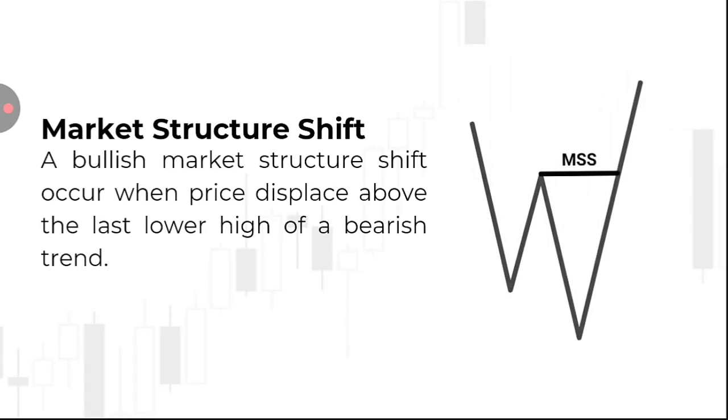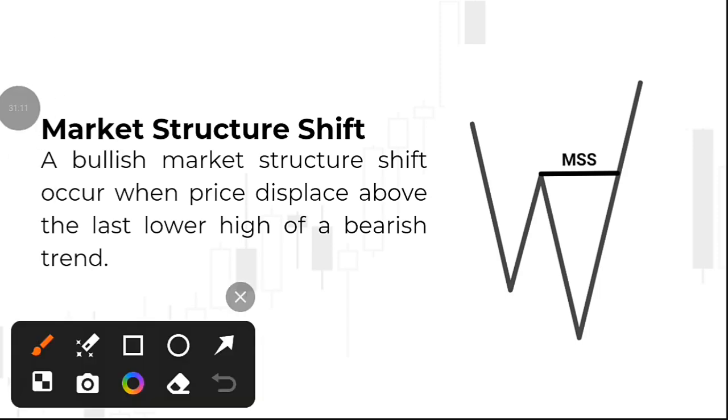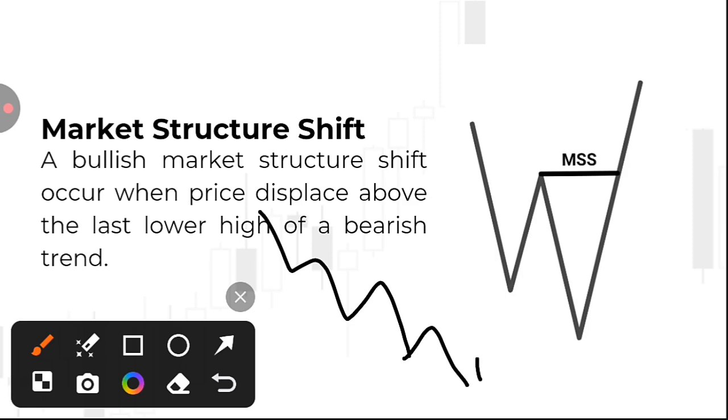So let's look at market structure shift in the bullish environment. A bullish market structure shift occurs when price displaces above the last lower high of a bearish trend. I want you to assume that price is currently in a bearish trend. Price is going down. At some point price displaces above the last lower high. When this happens, this is called market structure shift. So that means the current trend at that point in time, which is the bearish trend, has changed from bearish to bullish.